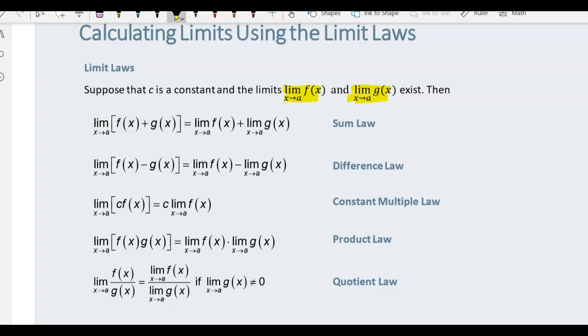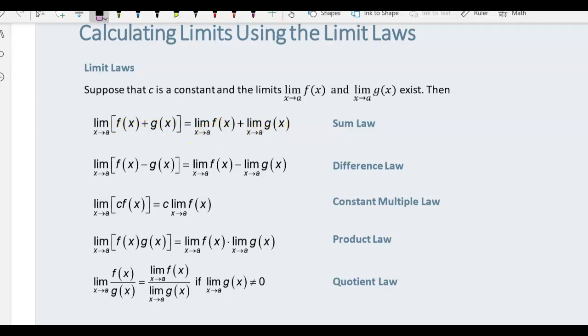Not f and g together, but if I'm just looking at f, the left-hand limit and the right-hand limit are the same. If I'm just looking at g, the left-hand and the right-hand limit are the same. So these both exist. I have some basic algebraic ideas to combine these functions together. If I wanted to consider the limit as x approaches a of the sum of these functions, I can separate them and look at the limits separately.